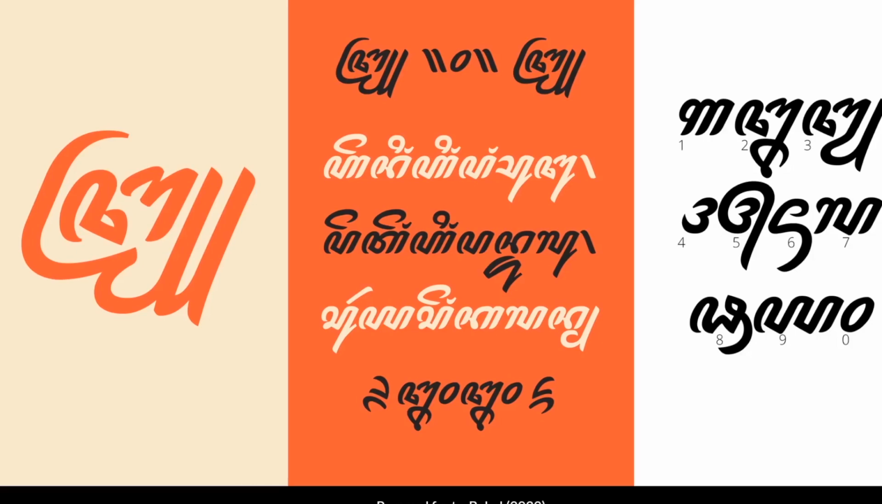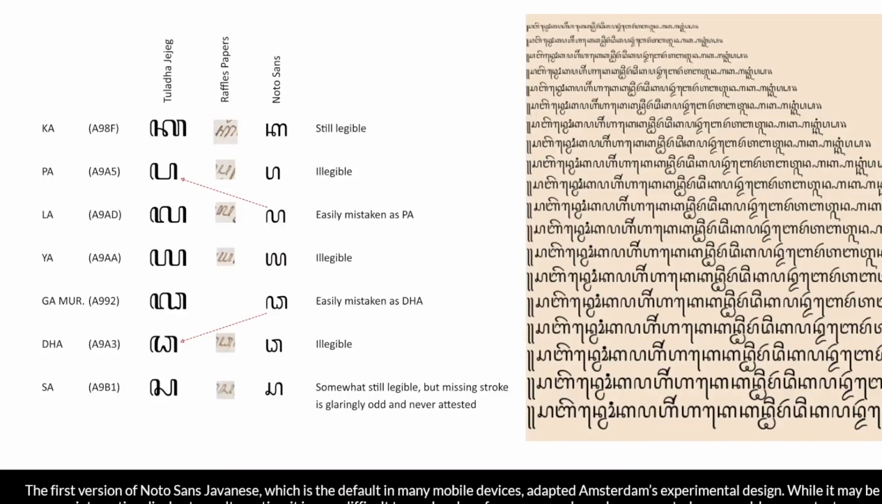My commissioned work includes the revamping of Noto Sans' Javanese font. The first version of Noto Sans Javanese, which is still the default in many mobile devices, adapted the Amsterdam Type Foundry's experimental design. And this is problematic because while it may be an interesting display type alternative, it is very difficult to read and mostly illegible, and it confuses new readers when presented as normal Javanese text type.